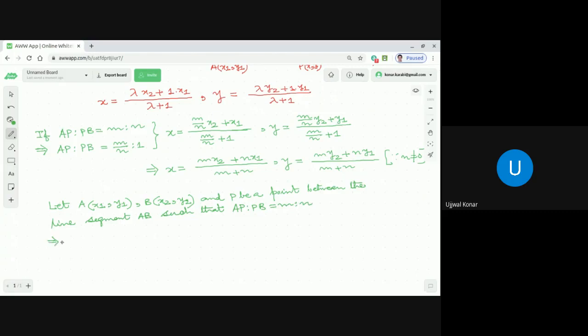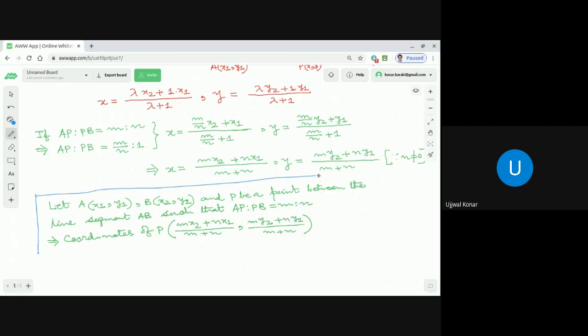Then what you can say is that the coordinates of P is: m into x2 plus n into x1 divided by m plus n, that is the x coordinate, and the y coordinate will be m into y2 plus n into y1 divided by m plus n. And this is a very, very important observation. This is the concept, dear students, you need to apply moving forward.